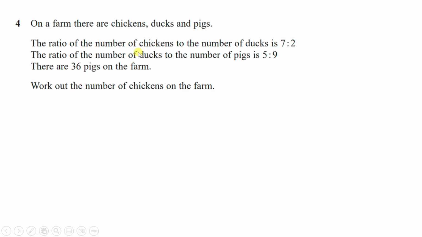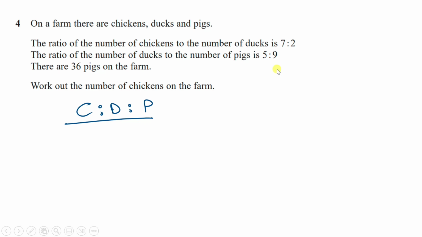The ratio of the number of chickens to the number of ducks is 7:2. The ratio of the number of ducks to the number of pigs is 5:9. So notice how they got chickens and ducks in the first line, and then ducks and pigs. So this is a 3-way ratio, so we're going to make it 3 ways. Now there are 36 pigs on the farm, and they want the number of chickens. So let's put an order of chickens, ducks, and pigs like that, yeah?